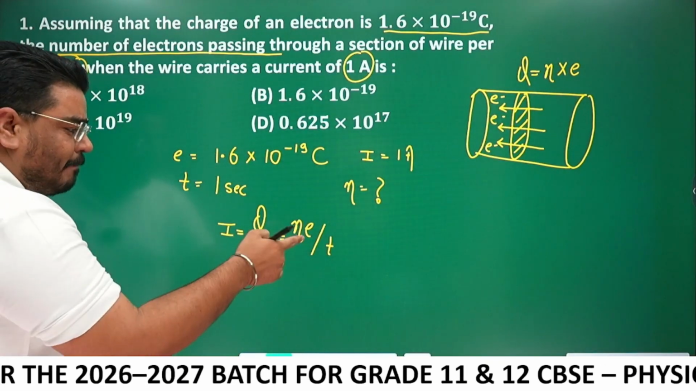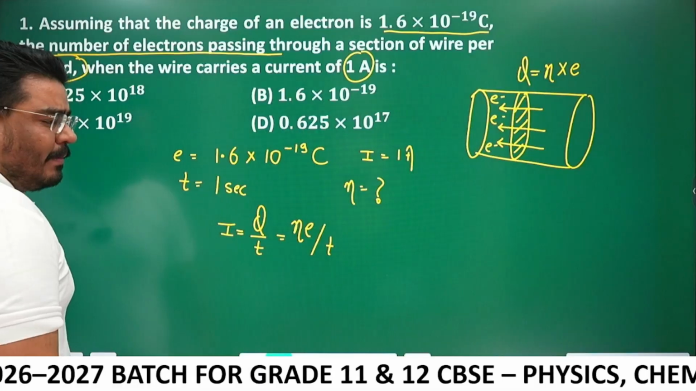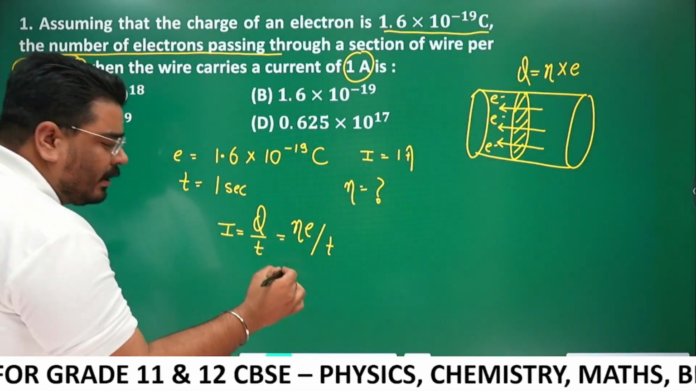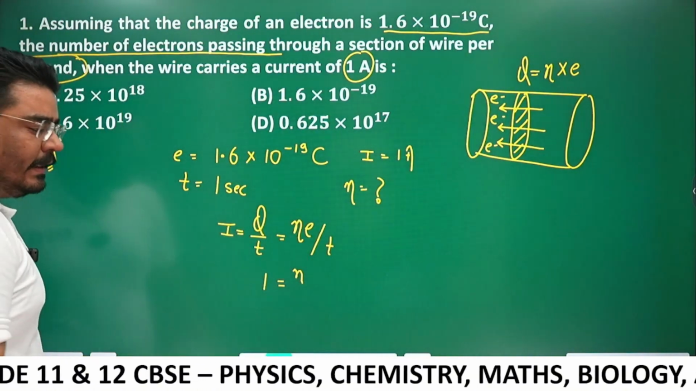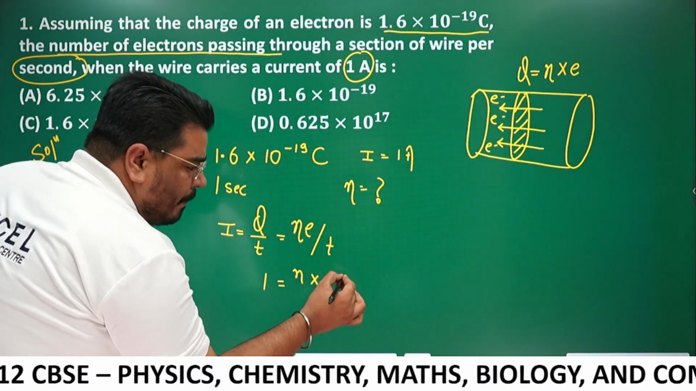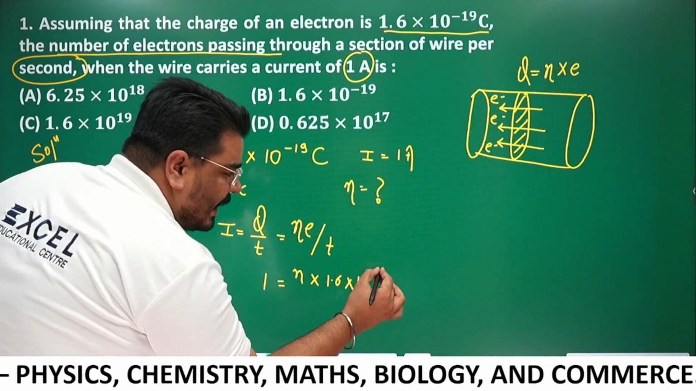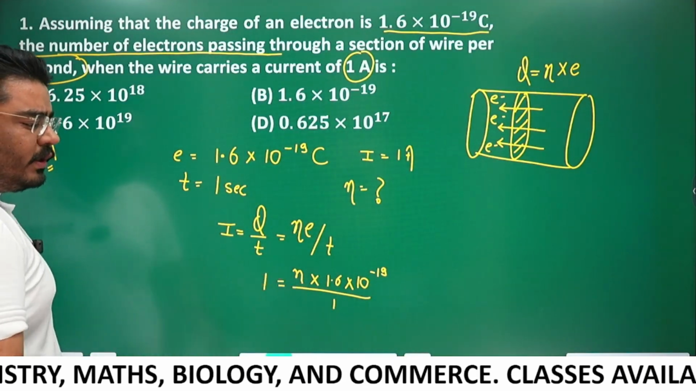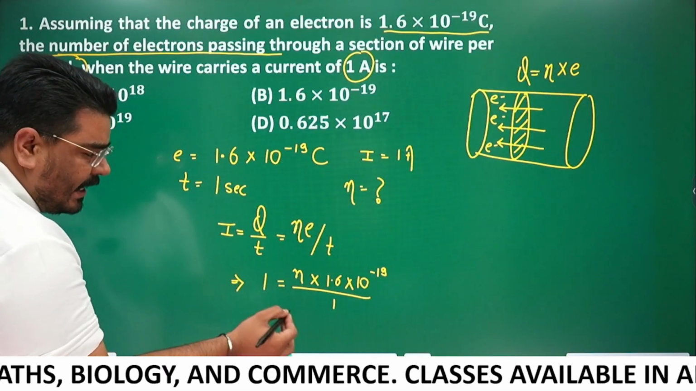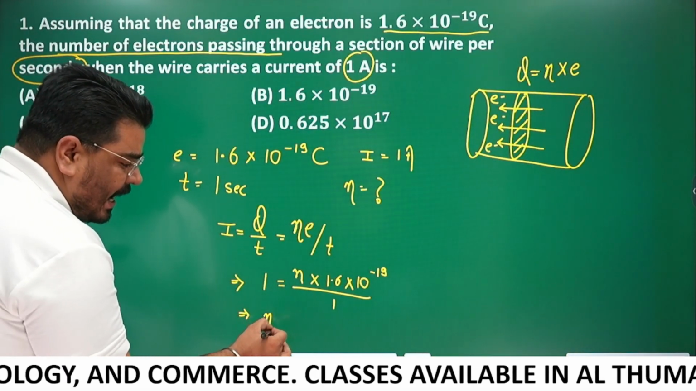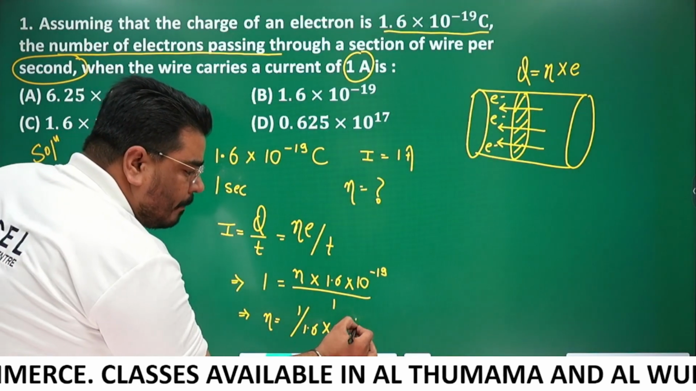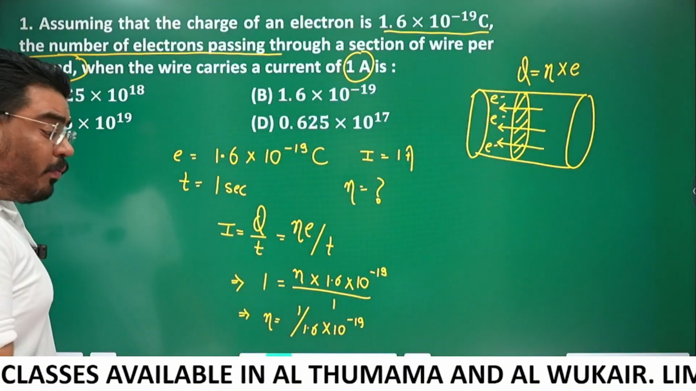Now if I look at the entire dynamics of this formula, current is given to me. Number of electrons is what I am looking for. e is 1.6 × 10^-19, and time is 1 second. Now when you substitute this, you just need to rearrange the entire formula, and you will get N is equal to 1 divided by 1.6 × 10^-19. Sir, what to do next?